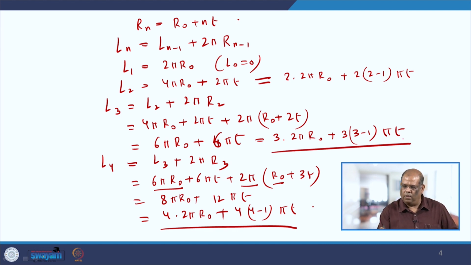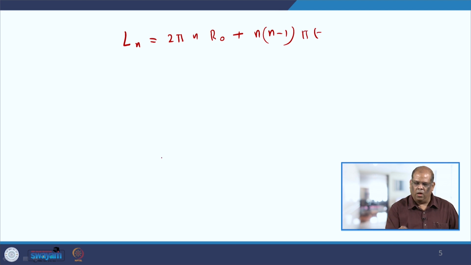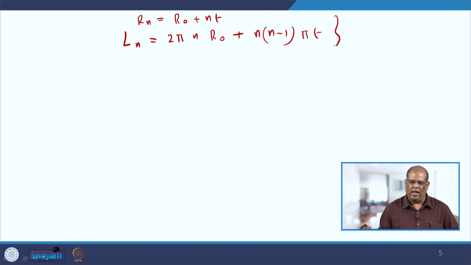So now you get the pattern. And now you can write your Ln as 2 pi into n into r0 plus n into n minus 1 into pi t. And also you have your Rn is equal to r0 plus nt. So these are the two equations that represent the length and the radius. Let's now answer the question.